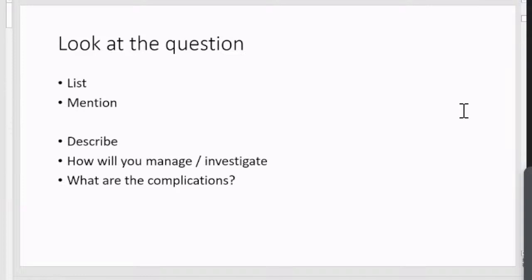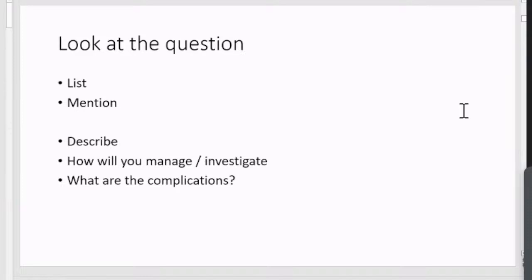Now, if it starts with describe the management, or how will you manage, how will you investigate? Obviously, management questions will have more weightage, so that will be 5 marks or 7 marks, whatever. When you start with management, if there is no separate question on investigations, you can just start with what investigations you will do and how you will utilize those investigations for management.